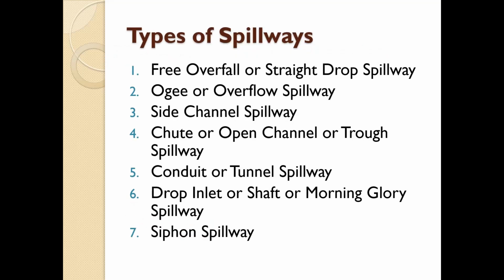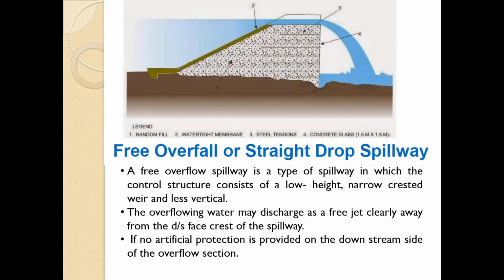Various types of spillways. So these are the various types of spillway. First is free overfall or straight drop spillway. Second is ogee or overflow spillway. Third is side channel spillway. Fourth is chute or open channel or trough spillway. Fifth is conduit or tunnel spillway. Sixth is drop inlet or shaft or morning glory spillway. And seventh is the siphon spillway. So we'll see one by one in detail.